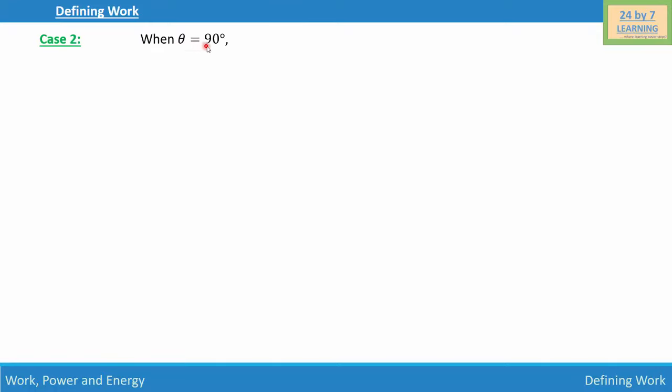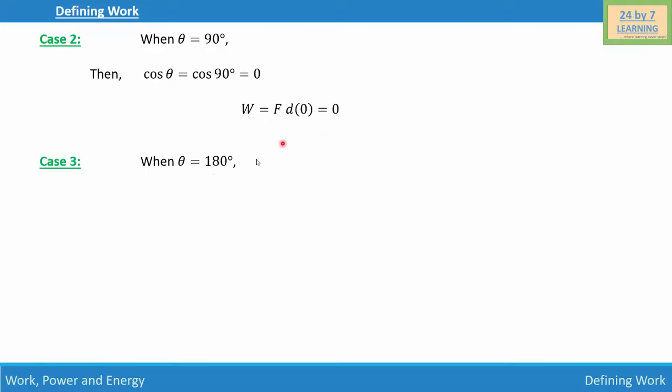When theta is equal to 90 degrees, then cosine theta is equal to cosine 90 and we know that cosine 90 degrees is equal to 0. So the work done is equal to Fd times cosine 90 which is 0. So Fd times 0 is 0. So work done will be 0. Now let's consider a third case.